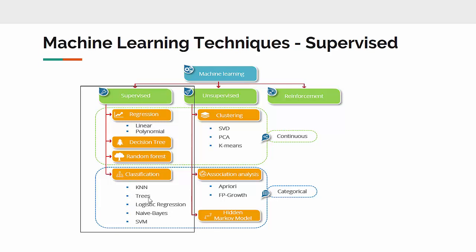The second thing to note is also that when asked whether a certain technique, for example image recognition, is a supervised technique or a classification technique, the answer should be classification because it is a more appropriate answer.